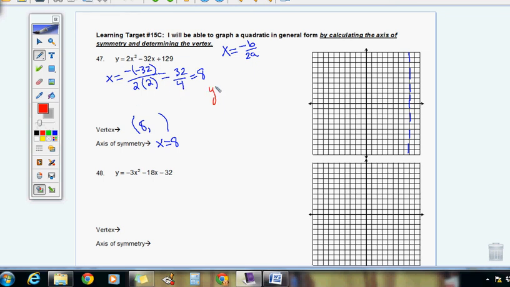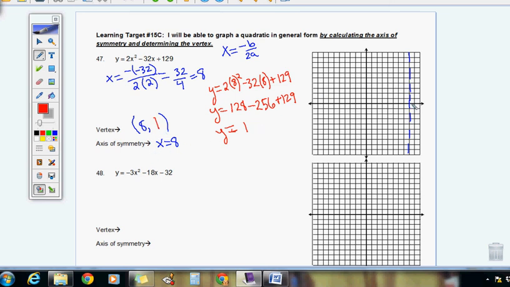So my y value is equal to 2 times 8 squared minus 32 times 8, and then plus 129. So what do we got here? Order of operations, we got 8 squared, 64 times 2, so we have 128. Minus, what do we got here? We got 32 times 8, so that's 256. And then we're going to add 129. Well, look at this. We got our y value coming out to 128 minus 256 is actually negative 128, plus 129 is a positive 1. So our vertex is going to be 8, 1.